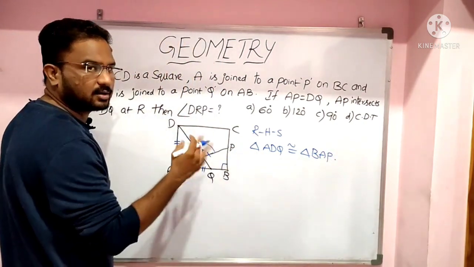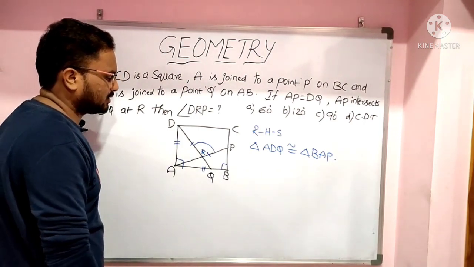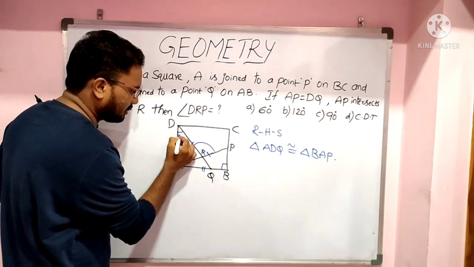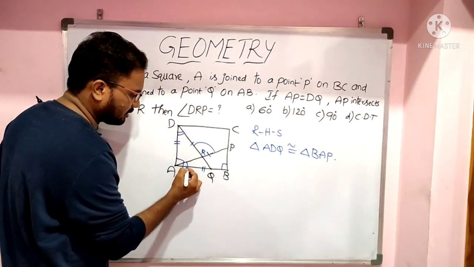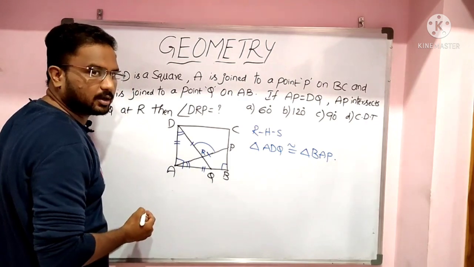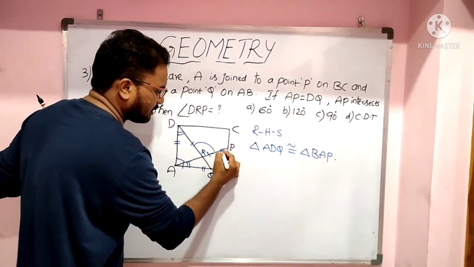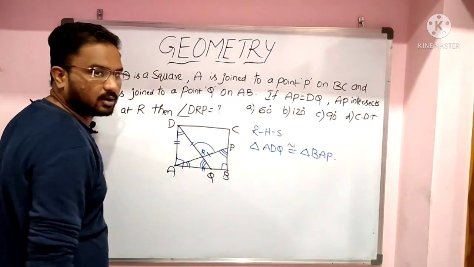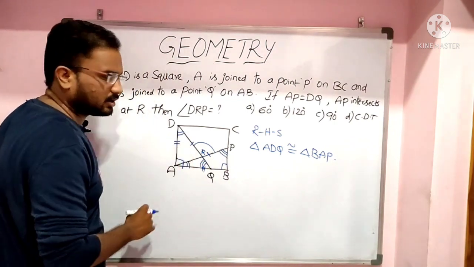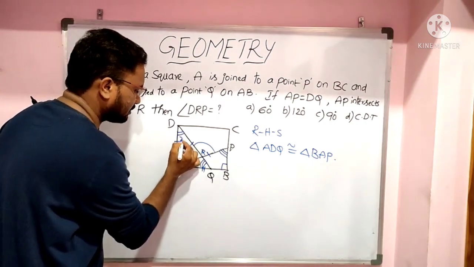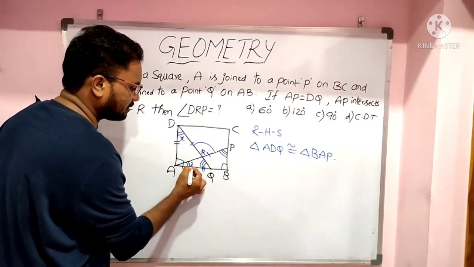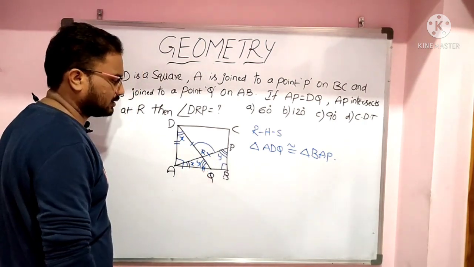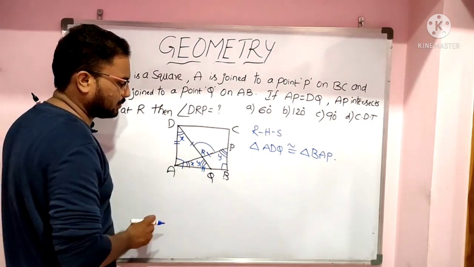Okay, these two triangles are congruent. So hence here these two triangles are congruent. That means this angle and this angle both are equal. And this angle in this triangle and this angle in this triangle both are equal, because these two triangles are congruent. So here, if this is x, then this will be x. If this is y, this will be y.